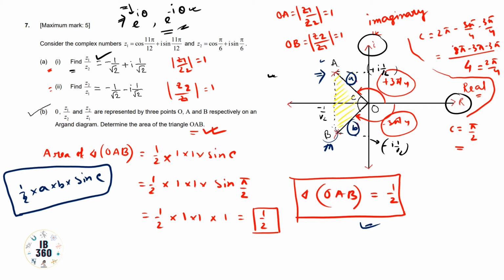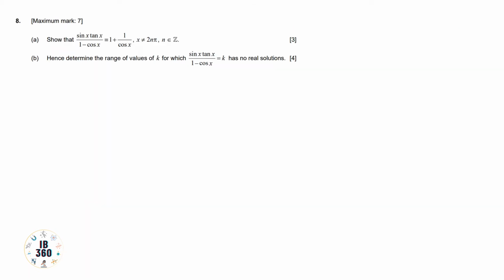Now this is the next problem where it is described. Show that sin x into tan x divided by 1 minus cos x equals 1 plus 1 by cos x, where you have to find the limitation, that is x cannot be 2n pi. And let's see how we will solve that.